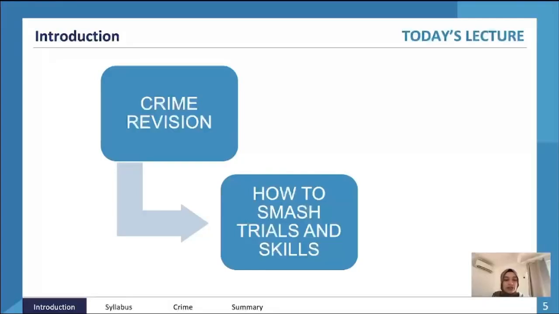So a little bit of an introduction into today's lecture. We're mainly going to split it into two different sections, which is crime revision and how to smash trials and skills, etc. Obviously it doesn't only have to be trials, but I know trials is that looming exam you've got coming up. So again, this is really just a how to smash legal studies component anyway, so even if you don't have trials coming up, or any assessments, I think it would still be of benefit.